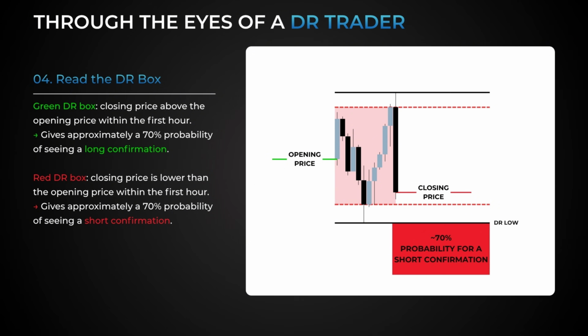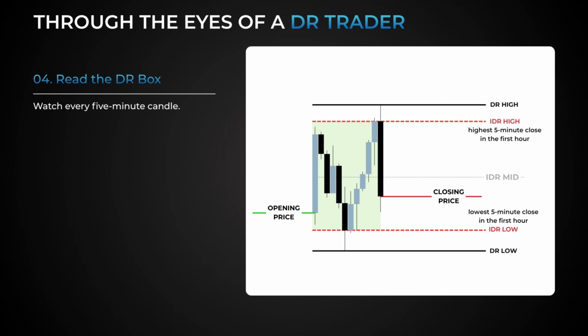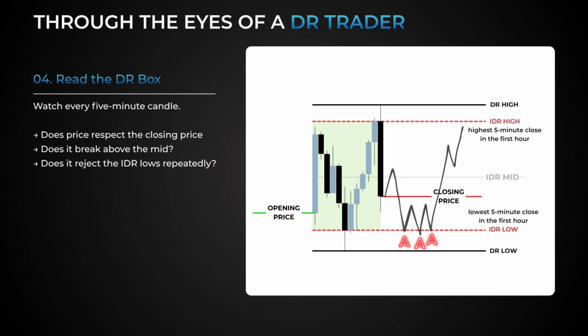But here is what episode 11 taught us, and what most traders ignore. The box color is not a trade signal. It is a starting probability. What matters is how price behaves inside the range until a confirmation happens in either direction. Watch every 5-minute candle. Does price respect the closing price? Does it break above the mid? Does it reject the IDR lows repeatedly? Each candle is giving you information.